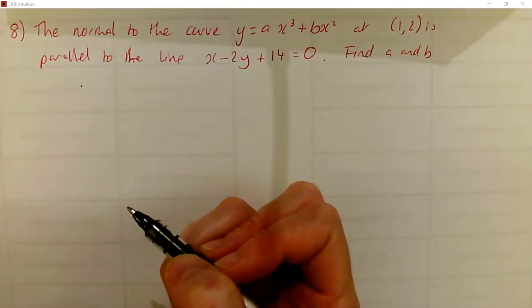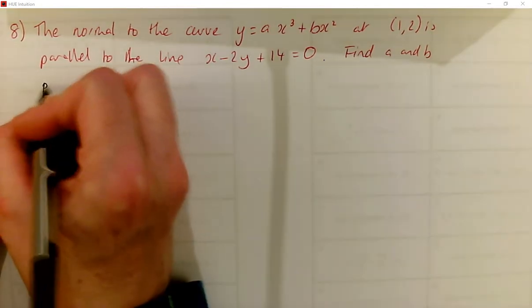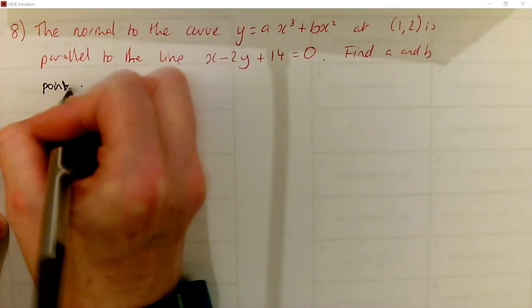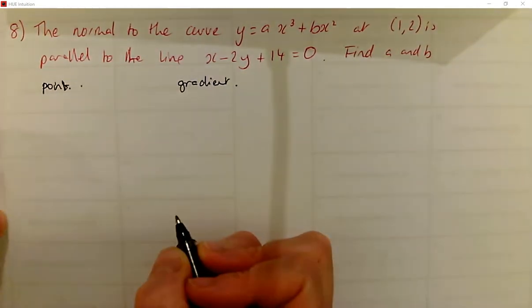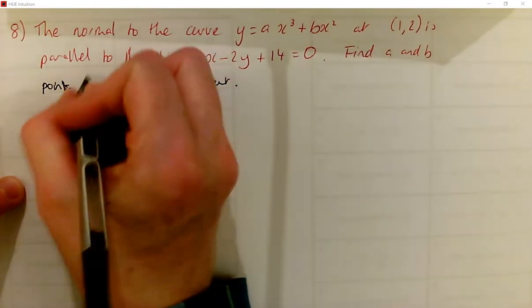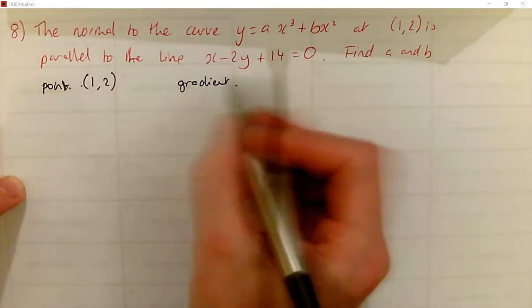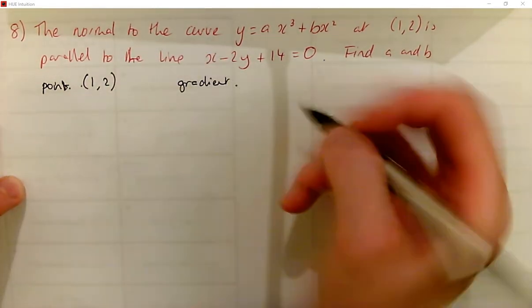So if we think about how we get a normal, we need to have a point and we need to have a gradient. Well, we're given a point, and we're kind of given a gradient. Let's see what it would be.